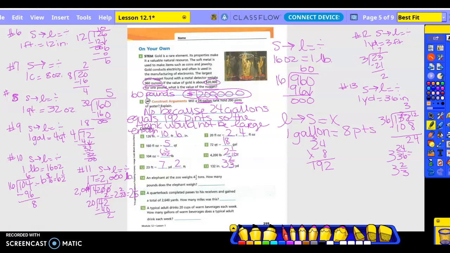All right, so we will continue on with 14, 15, and the joke of the day, and then you guys will be able to mark off page 300. But let's go ahead and do number 14.